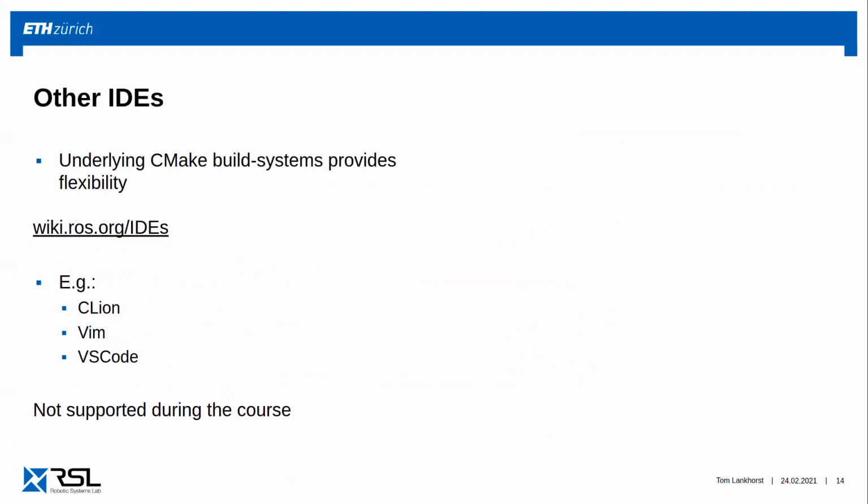There are other IDEs as well, like CLion or Vim or VS Code. And if you want to set up other IDEs, you can find instructions to do so on the ROS Wiki. However, these other IDEs are not supported during this course. So please keep using Eclipse during this course. And whenever you are working on your own projects, feel free to explore the other options that ROS provides.